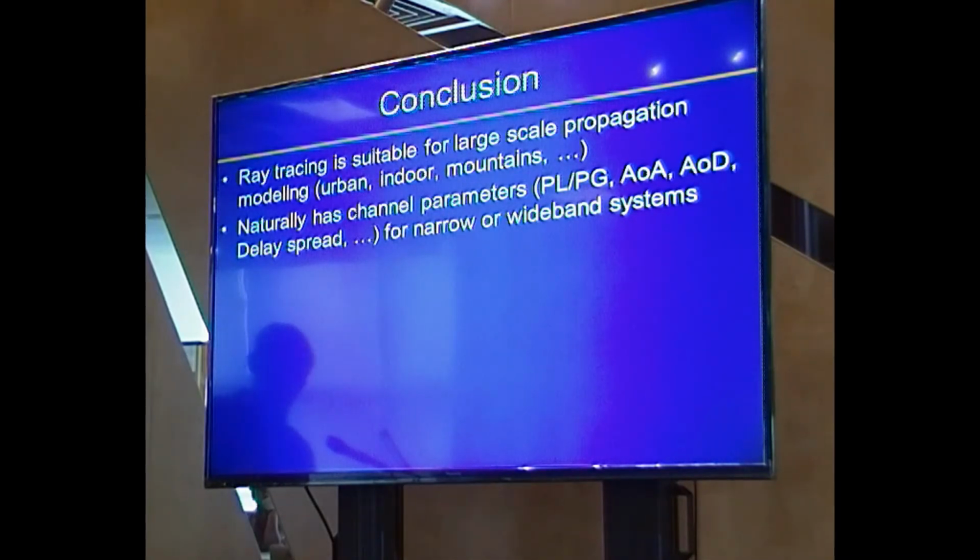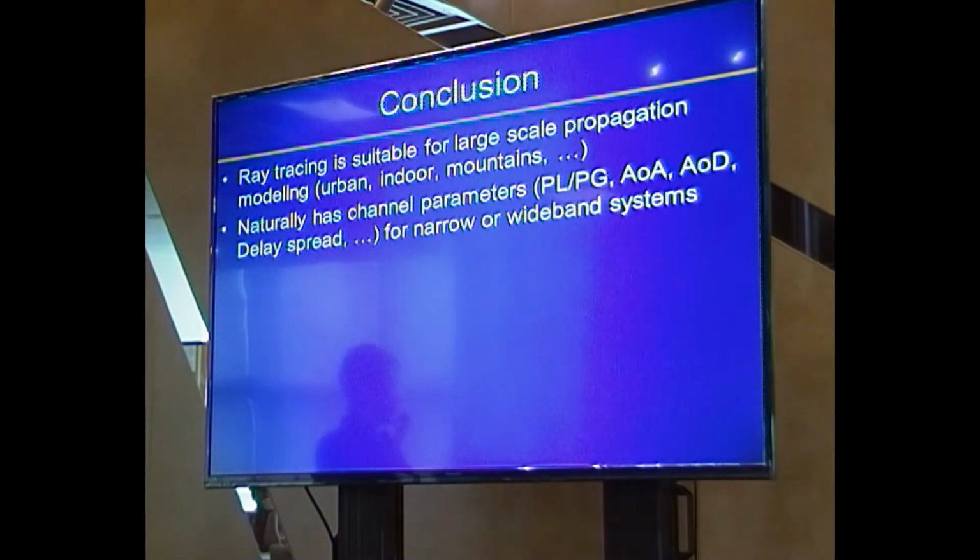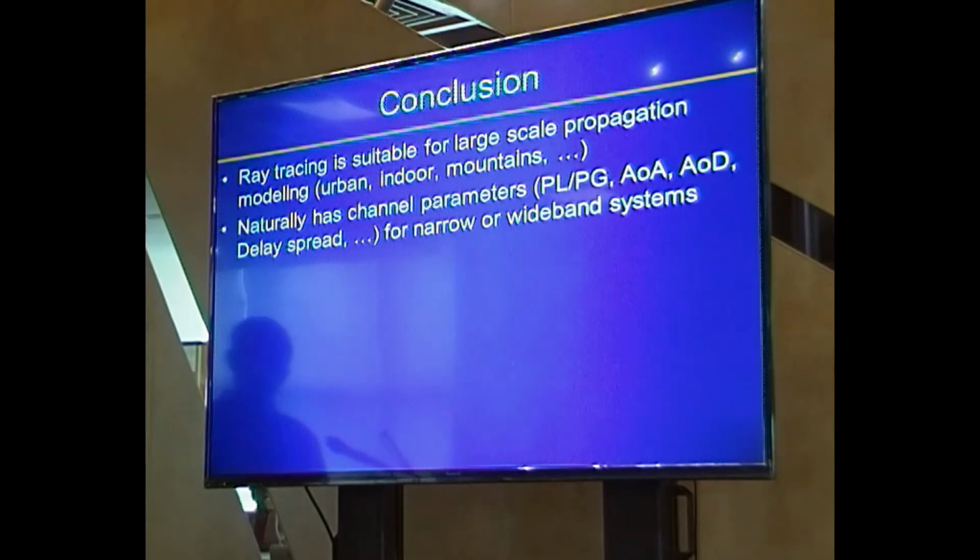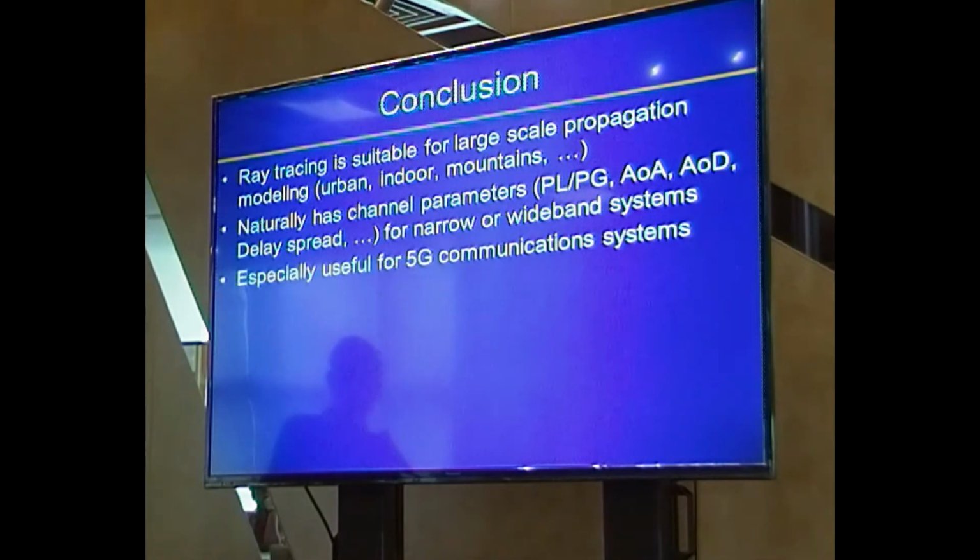Naturally, we have all channel parameters like path loss, path gain, angle of arrival, angle of departure, and delay spread, and so on. All the spatial and time domain features we can capture with the ray tracing method. Other methods don't have all of this information. Even if sometimes they can do some work in a small area, they don't have all these parameters together.